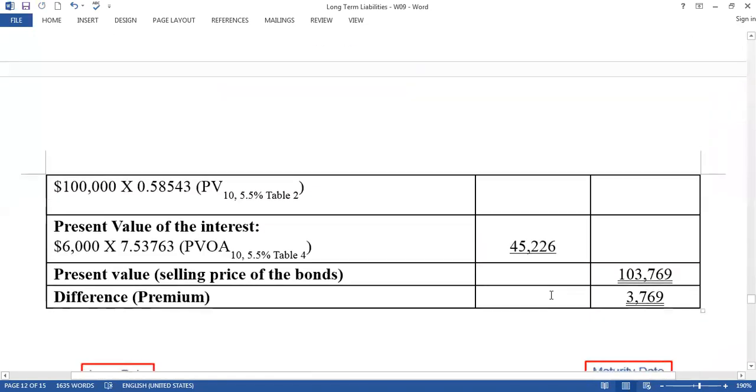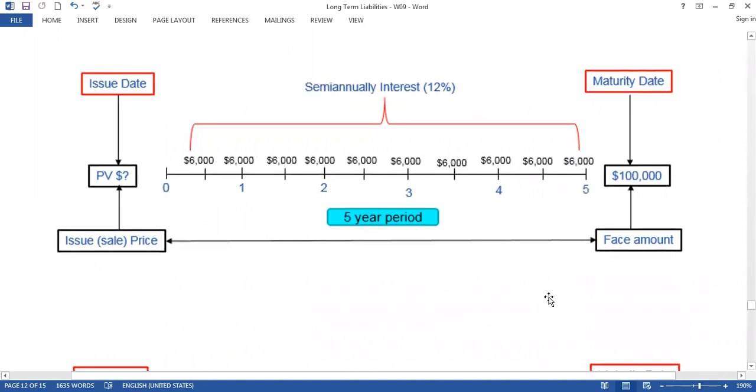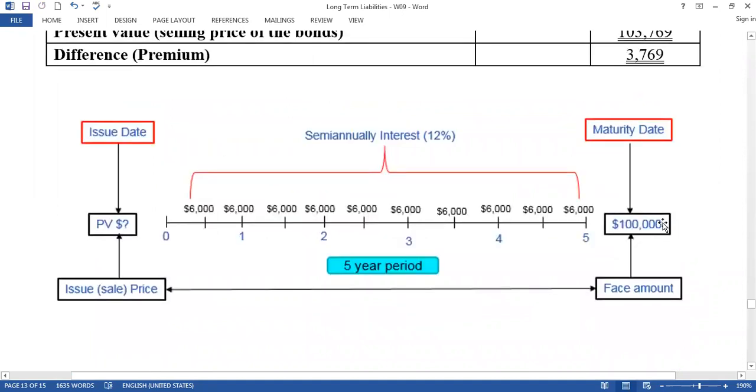So look at this diagram. I promise you, I will pay you $100,000 5 years later. And this is my interest. My interest rate is 12%, but the market rate is 11%. Now, what is the present value of the bond today?